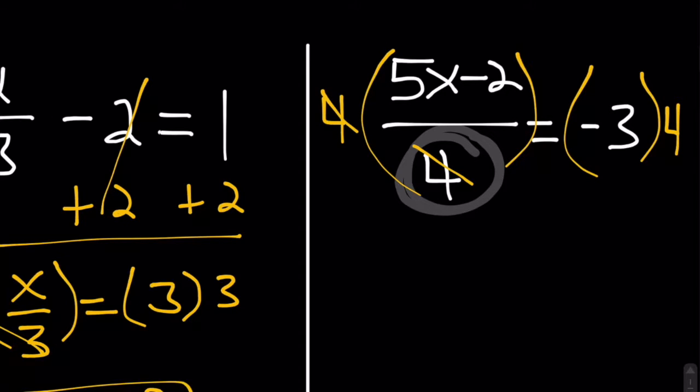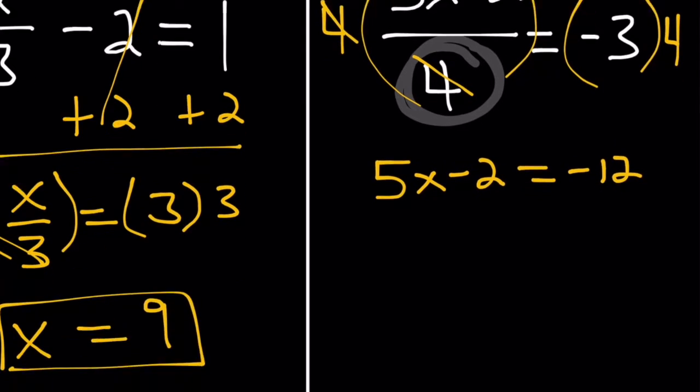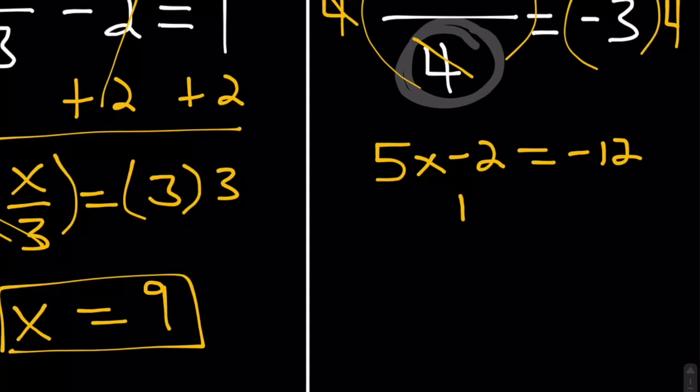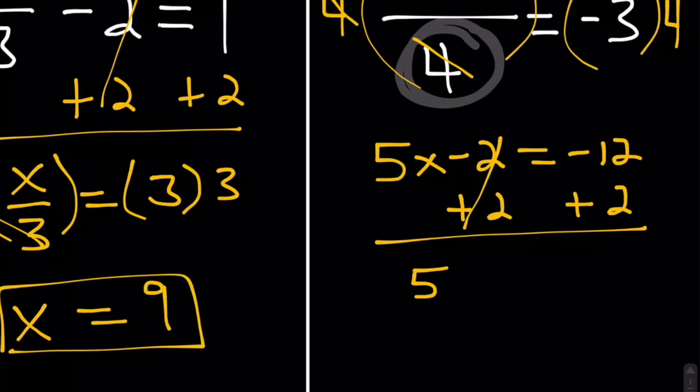That cancels out our fraction, and we get 5x minus 2 equals negative 3 times 4 is negative 12. Alright, now it's just like the first one. Put it on cruise control, Yance. Add 2, cancel them out. We get 5x equals negative 12 and 2 is negative 10.